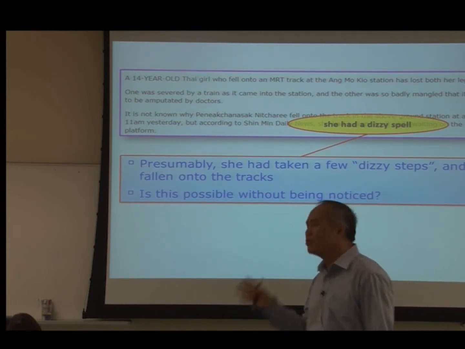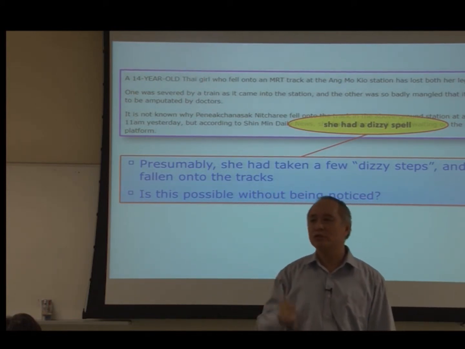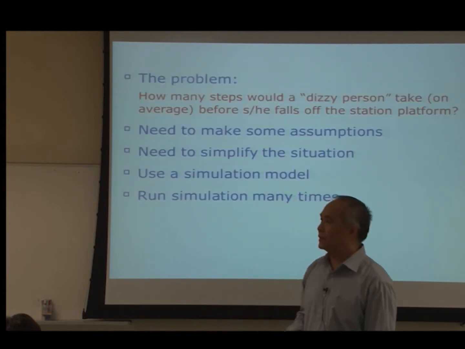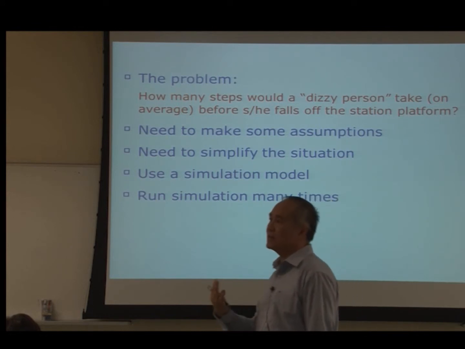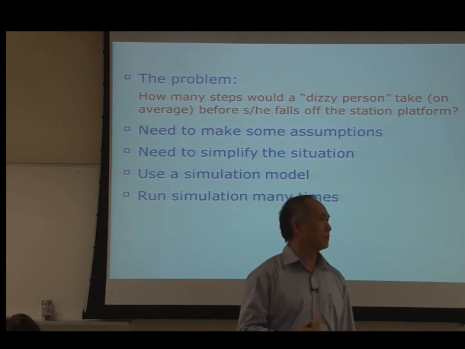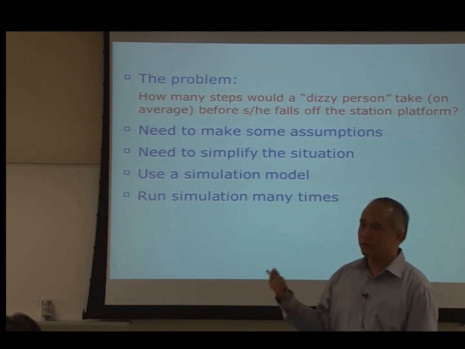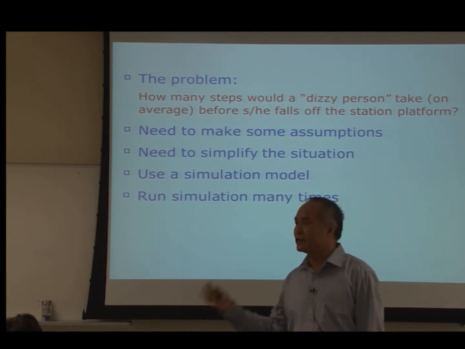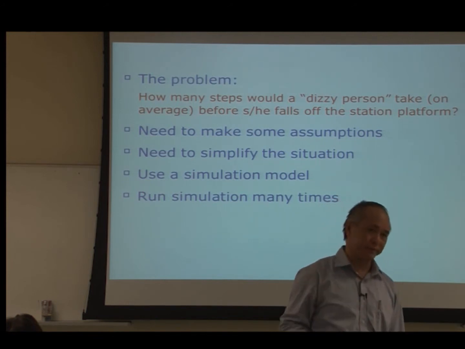at that time, and most of our train stations, this was at Ang Mo Kio MRT station, are fairly crowded. So the problem is, can we ask this question: how many steps would a dizzy person take on average before he or she falls off the platform? Of course we need to make some assumptions and simplify the situation a little bit, and the idea here is to use a simulation model.